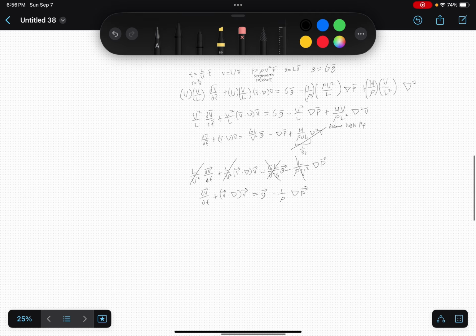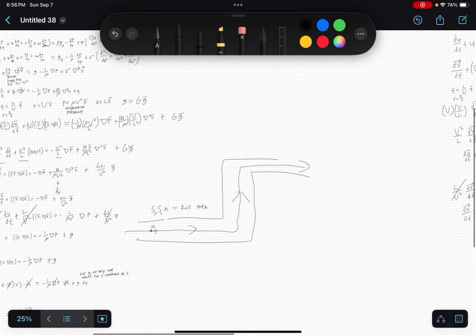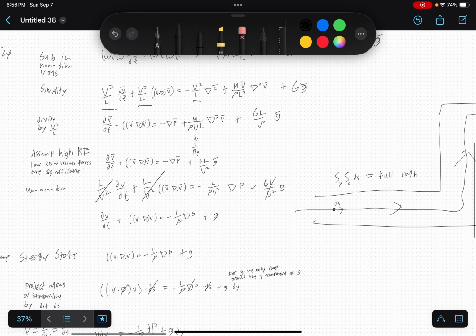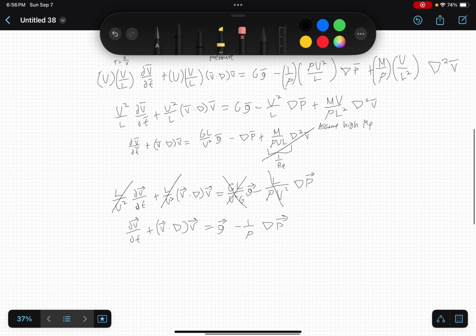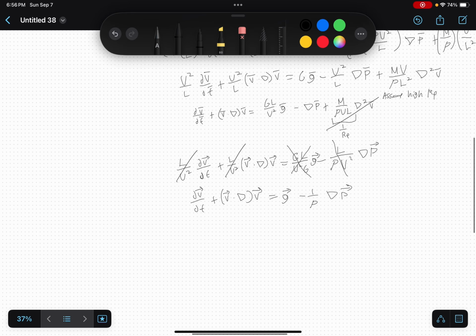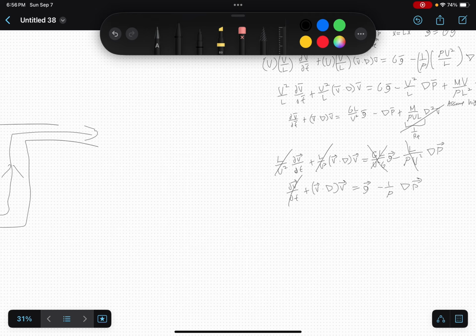But now we're back to normal stuff. So what's the next step? Non-dimensionalize. Did I assume steady? I didn't assume steady state yet. I could have done this from the start, actually. Assume steady state, that the derivative with time goes to 0.